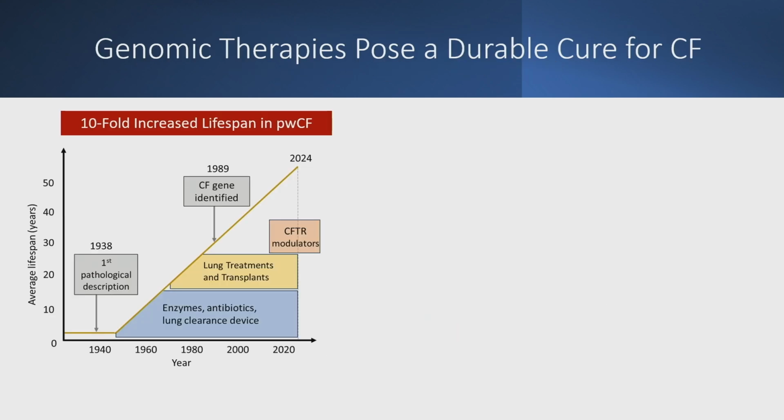We're all here because we want to find a durable cure for CF. In 1938, the CF was first described, and early treatment focused on treating symptoms and clearing bacterial infections. In 1989, the CF gene was identified, and since then, CFTR modulators have brought much relief to CF patients, especially those with the most common mutations. But modulators must be taken daily.